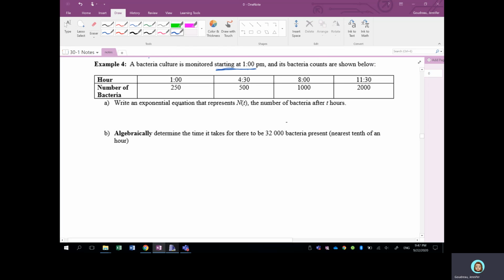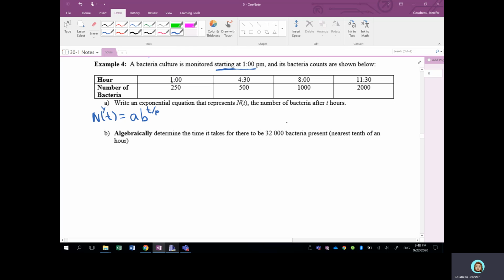Part A, write an exponential equation that represents n at t, the number of bacteria after t hours. So n at t is equal to a times b to the t over p. So n at t just means the same thing as y. We're just using function notation there. So let's look at our table here, and let's look first at what the x values are doing.